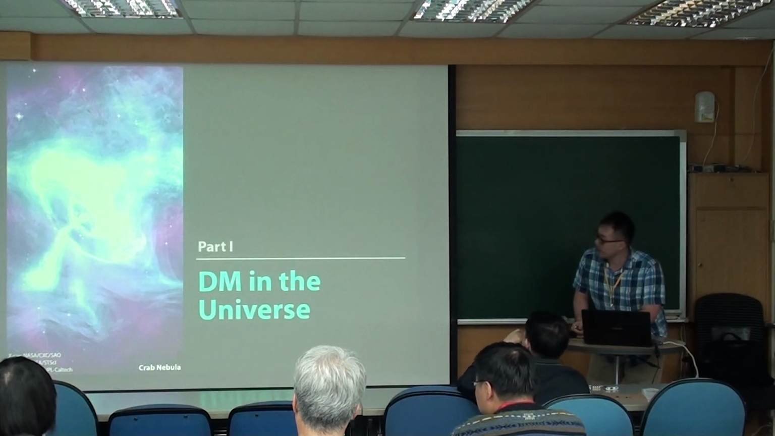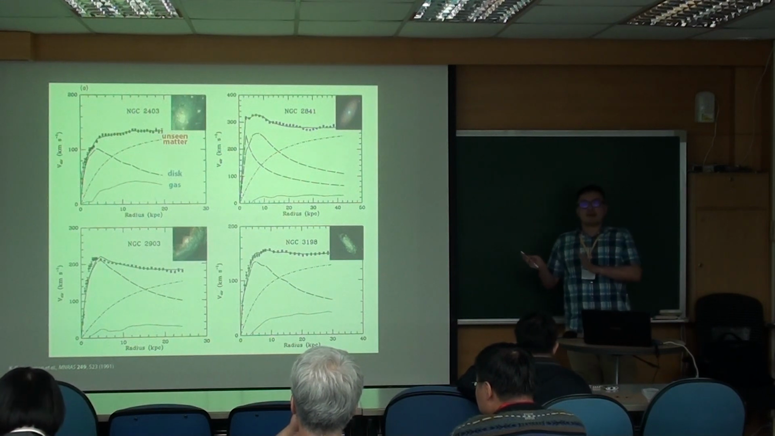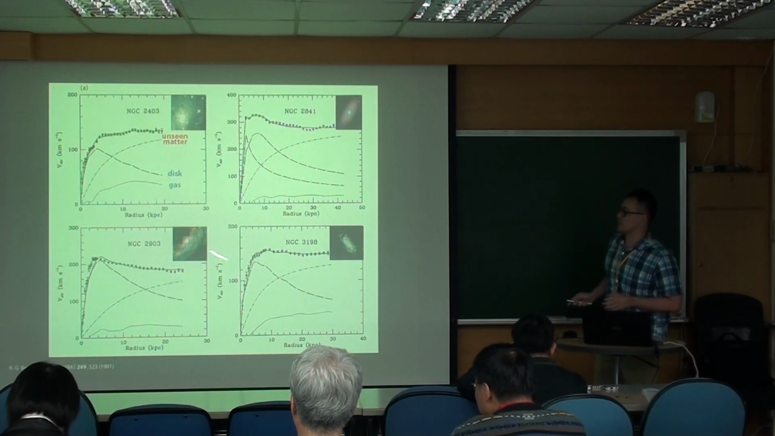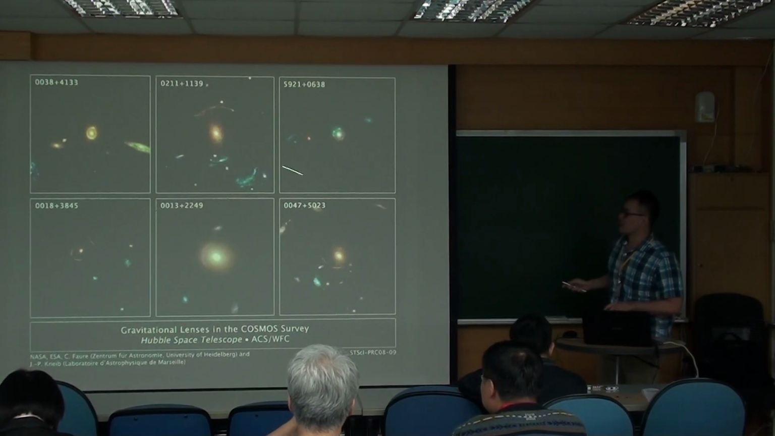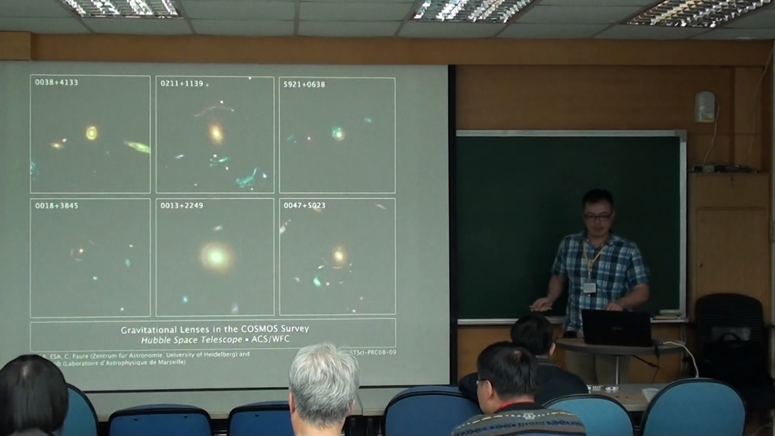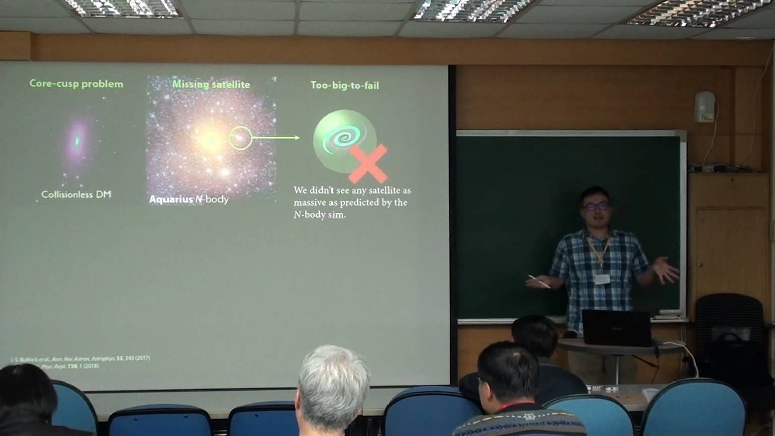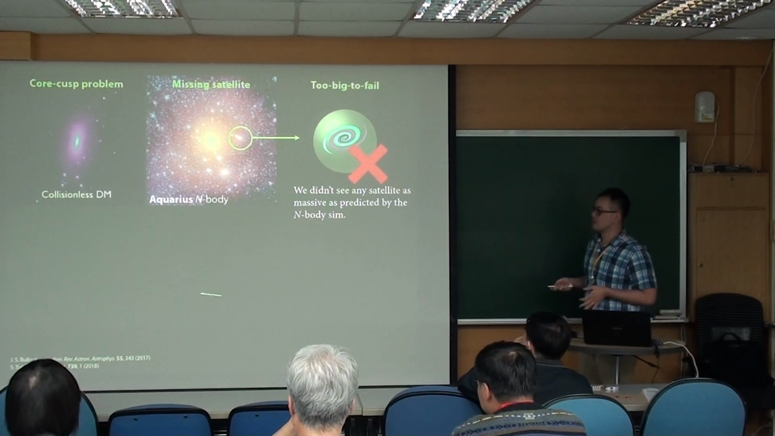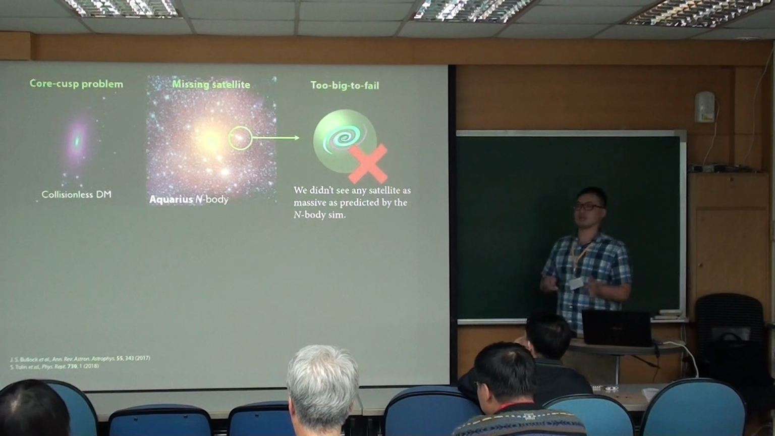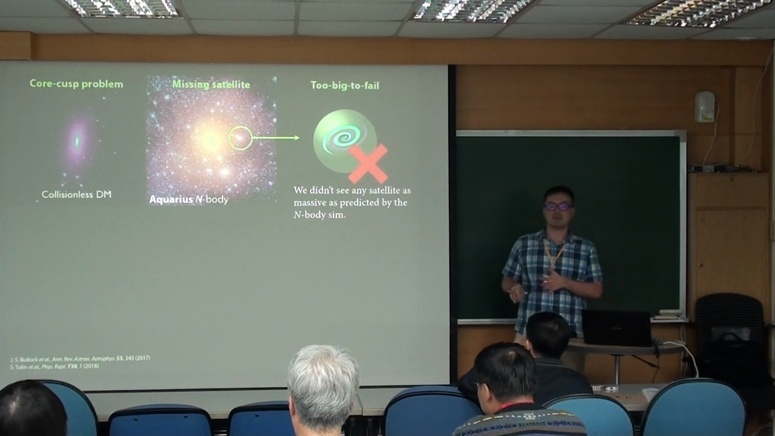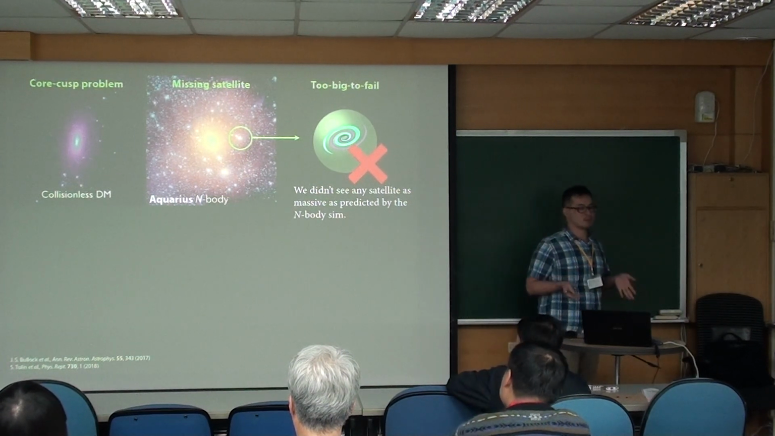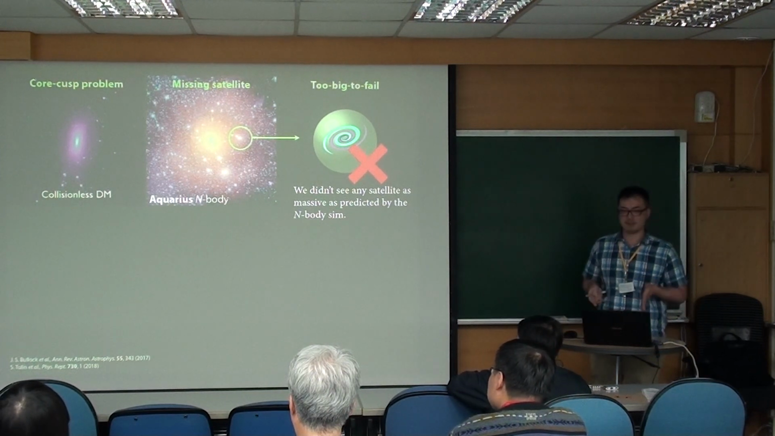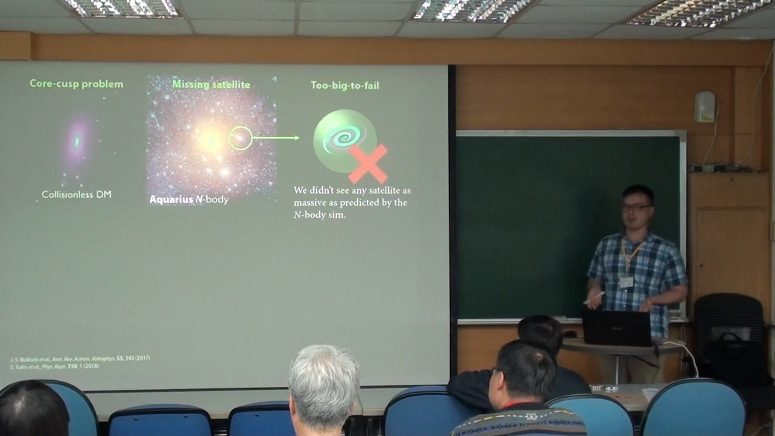Okay, so let me come to my part 1. There is plenty of evidence for dark matter, such as from the galactic rotation curve and the gravitational lensing effect. Based on such observations, assuming dark matter particles are collisionless, we put these properties into N-body simulations, and in principle, the outcome agrees with large-scale structure observations very well.